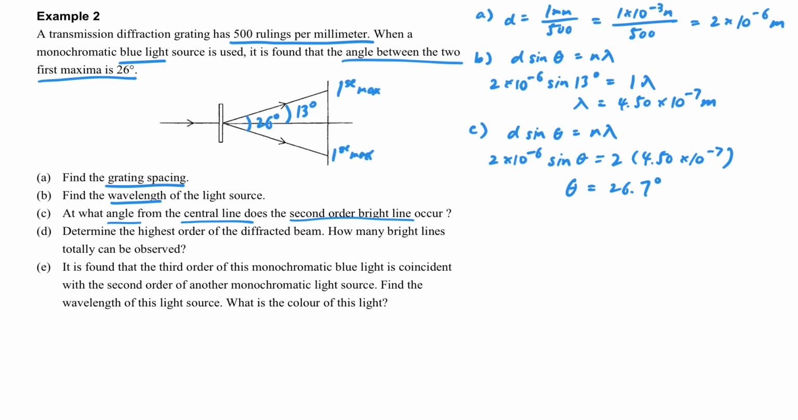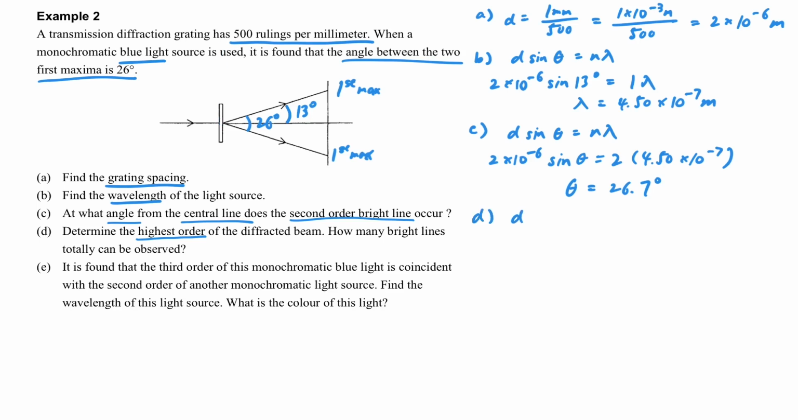Then part D, we determine the greatest order of the diffracted beam. Are you aware there is a greatest order? Because the light passes through the grating, when the angle increases, it can't increase too much. There is a maximum. You can imagine the light will not bounce back by the grating, right? The light must pass through the grating.